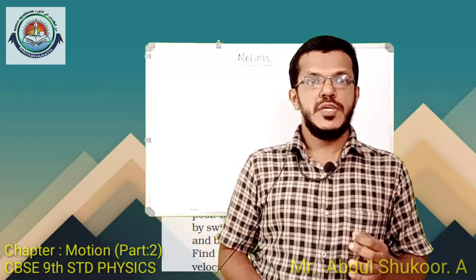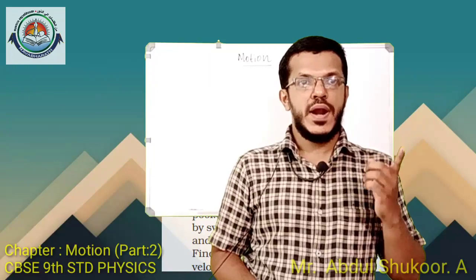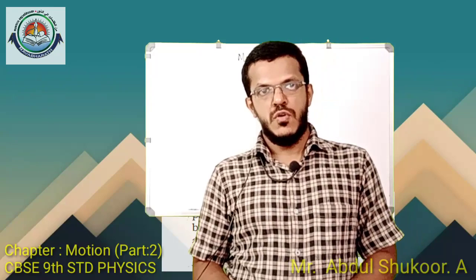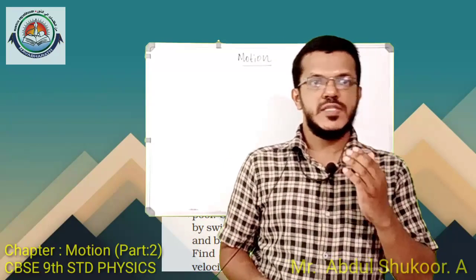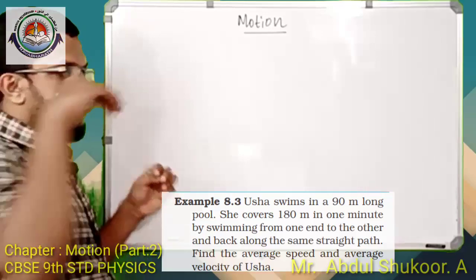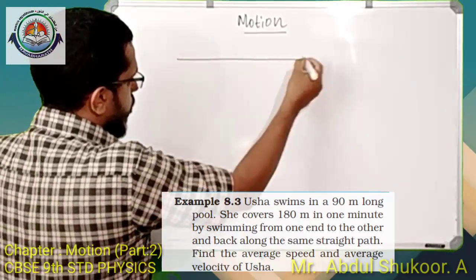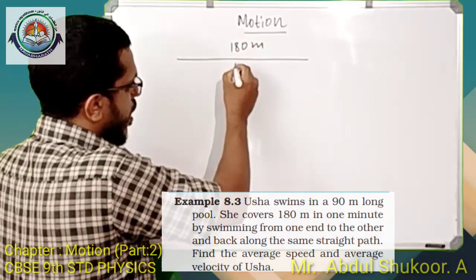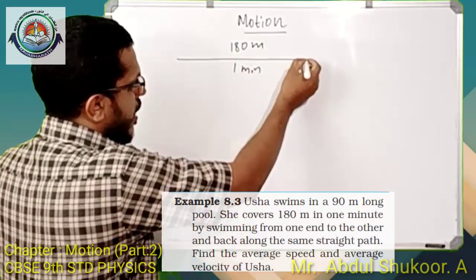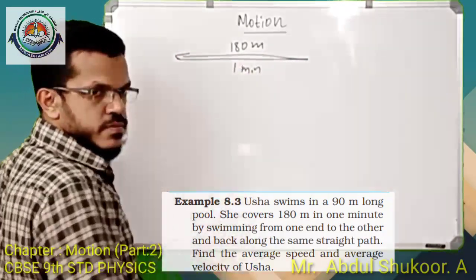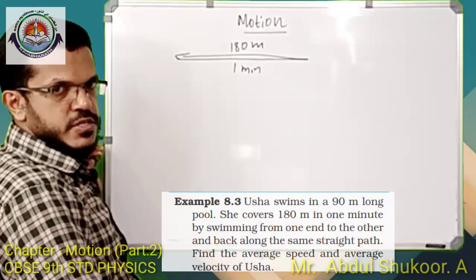She covers 180 meter in 1 minute by swimming from one end to the other and back along the same straight path. Find the average speed and average velocity of Usha. That is the question. Usha swims 180 meter along a long pool in 1 minute, and comes back the same path with the same speed, in 1 minute.